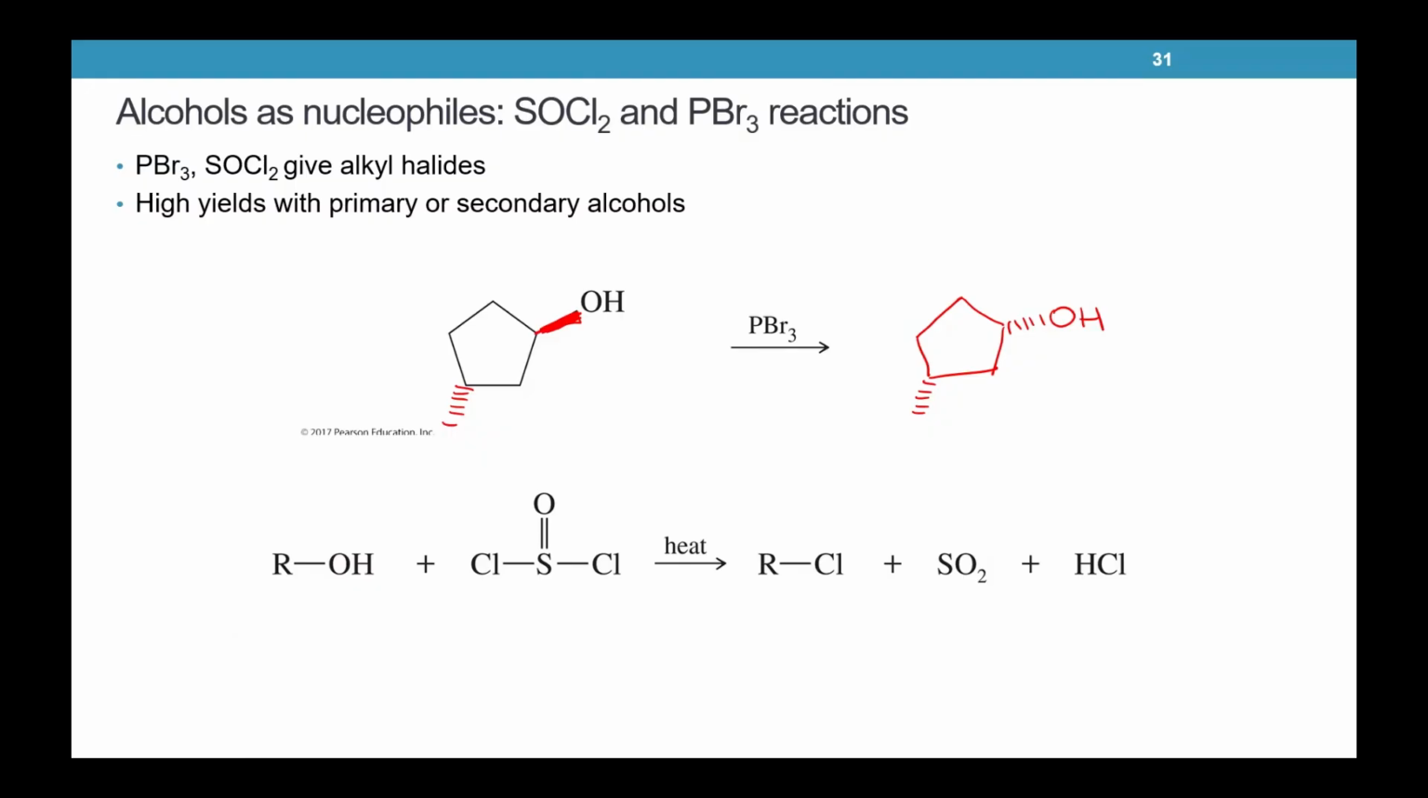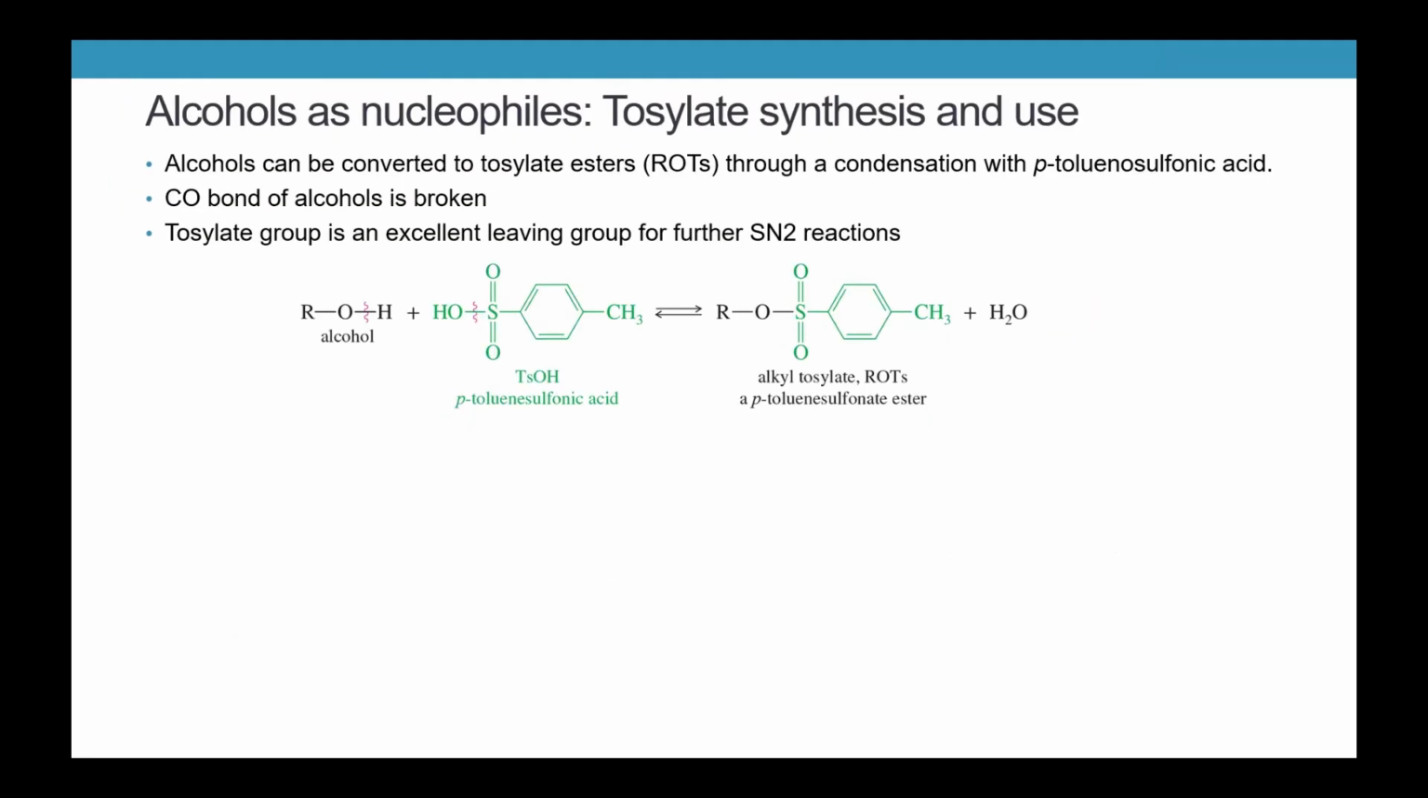Okay, so what if we didn't want inversion of stereochemistry? What if we wanted that wedge to, oh, there we go. We're making alkyl halides, we're not making alcohols. Okay, so what if we wanted that bromide to be on a wedge, not on a dash? What if we wanted it to remain the same, with the same stereochemistry? Then we use a tosylate.